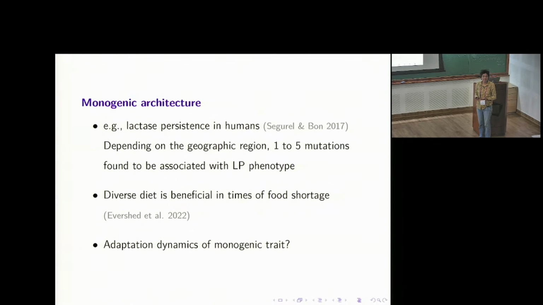So we already discussed monogenic traits. One of the classical examples of that is lactase persistence in humans. Depending on the geographic region, there is one locus to about 4 or 5 loci. So it's a monogenic to oligogenic trait. And if there's a domestication of cattle, then in times of food shortage, it's good if you can use this new source of food. So it's a beneficial allele which will allow you to digest milk, and that is supposed to have arisen in certain parts of the world and had swept.